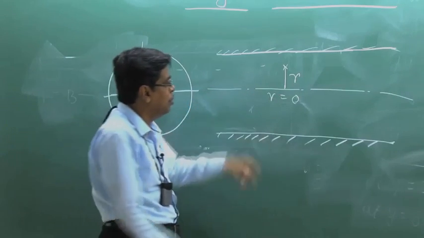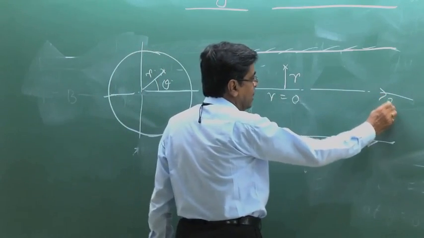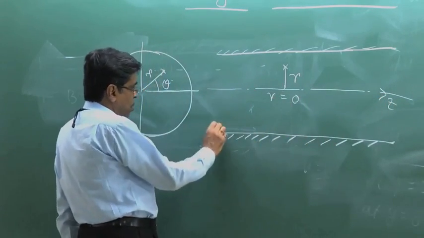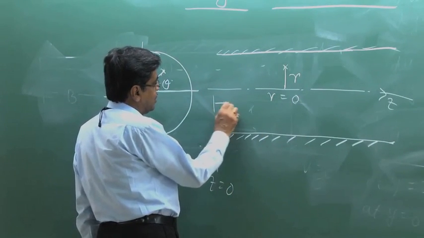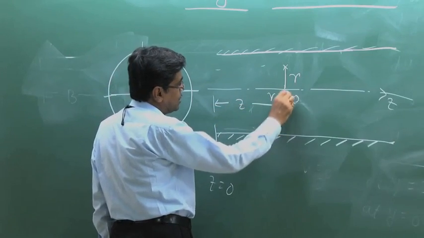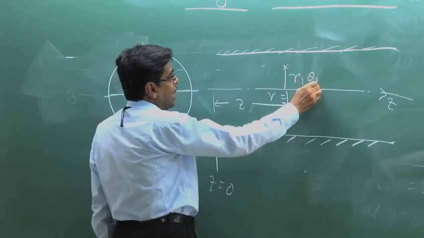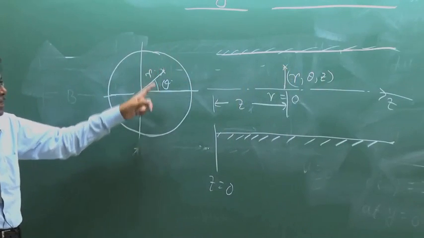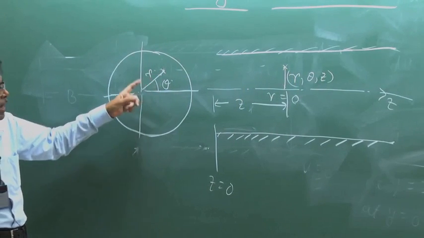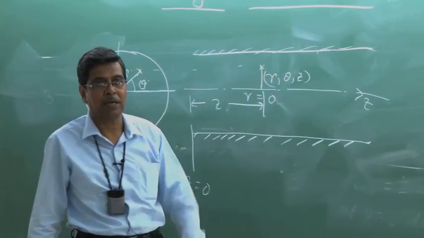That means in this view, this is z. You consider some z equal to 0 plane, and the z location of the point is this. That means r, theta, z are the coordinates of the point. So theta is the azimuthal coordinate, r is the radial and z is the axial coordinate.